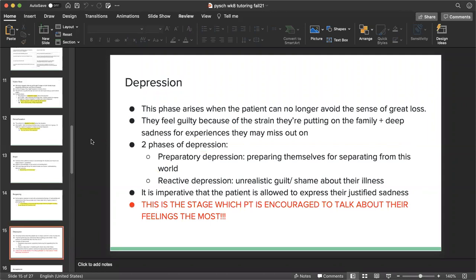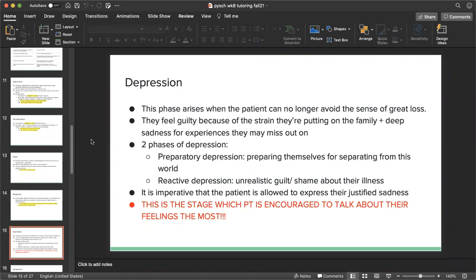Depression. So this phase arises when the patient can no longer avoid the sense of great loss. They feel guilty because of the strain they're putting on the family, and then deep sadness for experiences that they might miss out on. So the two phases of depression are preparatory depression, so preparing themselves for separating from this world, and then reactive depression, which is an unrealistic guilt or shame about their illness.